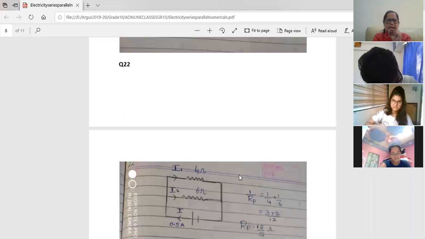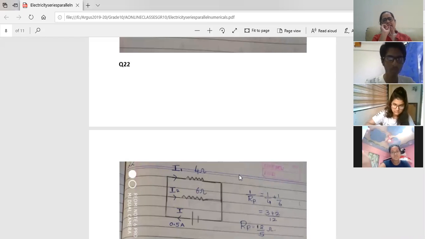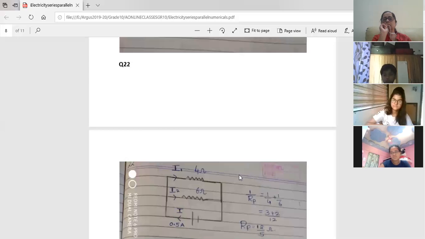But what is V? They have not given us the battery voltage. So now my problem is how to find the battery voltage. If I have V, it is so easy to find. Somebody give me suggestions. I will multiply 4 into 0.5, 6 into 0.5. Sid, 0.5 is not the current that is flowing in the branch. It is flowing outside.